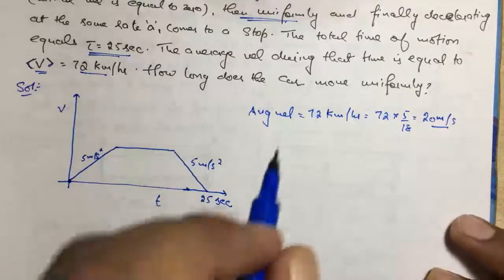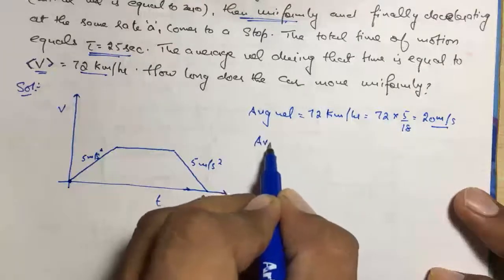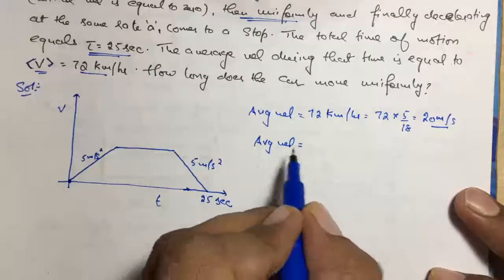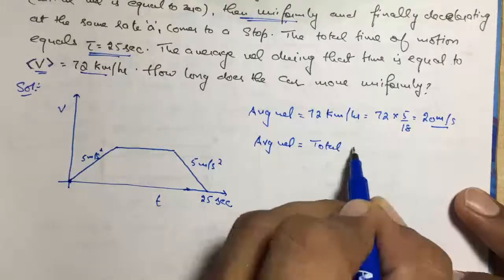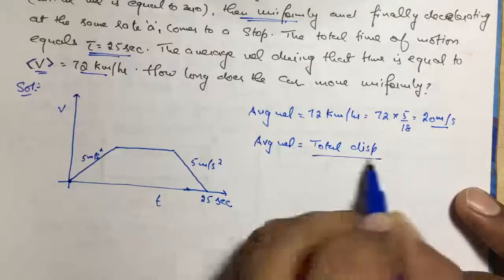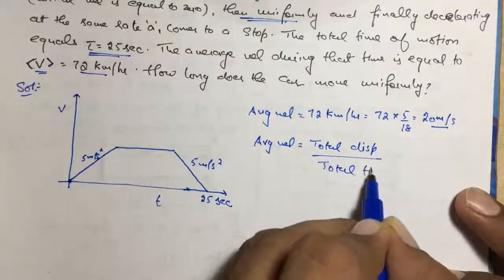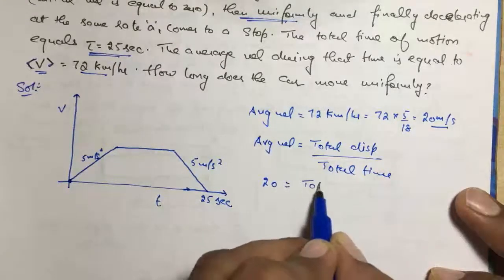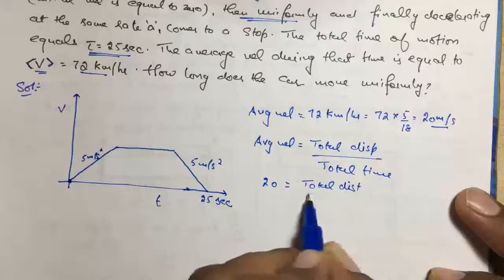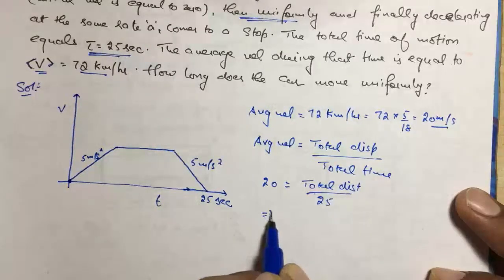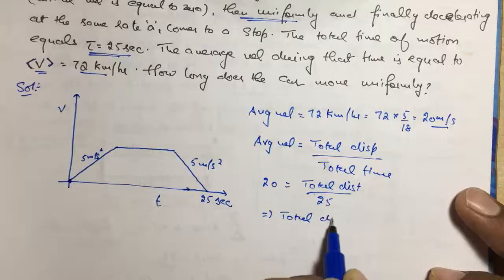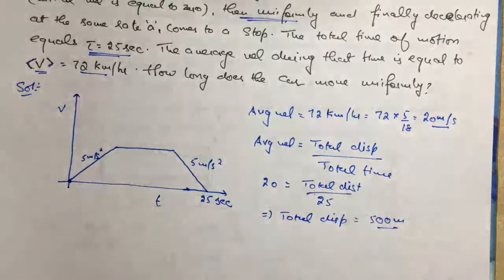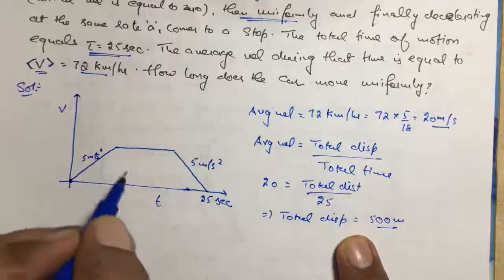So what is average velocity? Average velocity, we have discussed it in the last lecture. It is total displacement upon total time. So this will give me average velocity, that is 20. I have to find the total displacement. Total time is 25, that will give me total displacement. Total displacement is equal to 500 meter. So this total displacement means area under the curve.